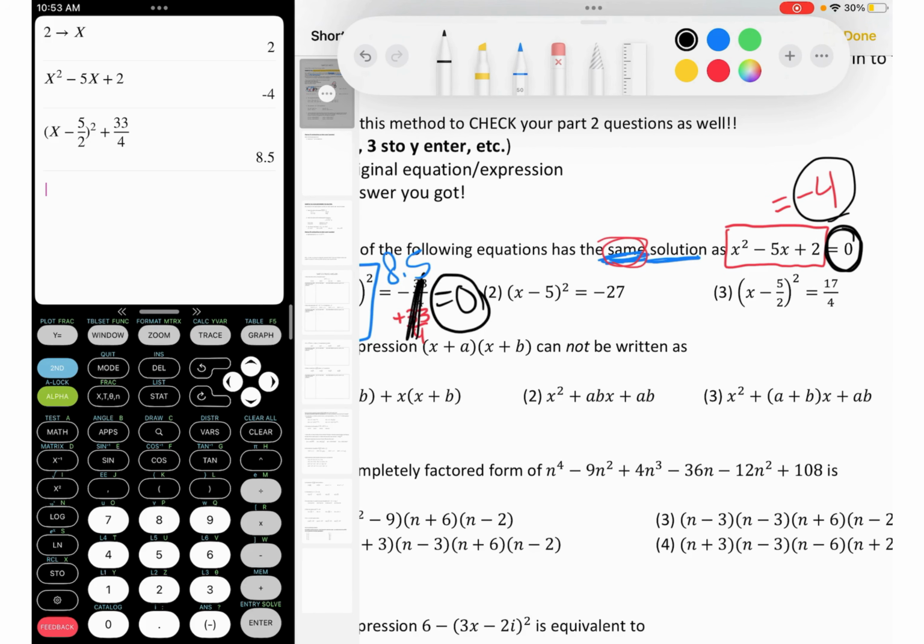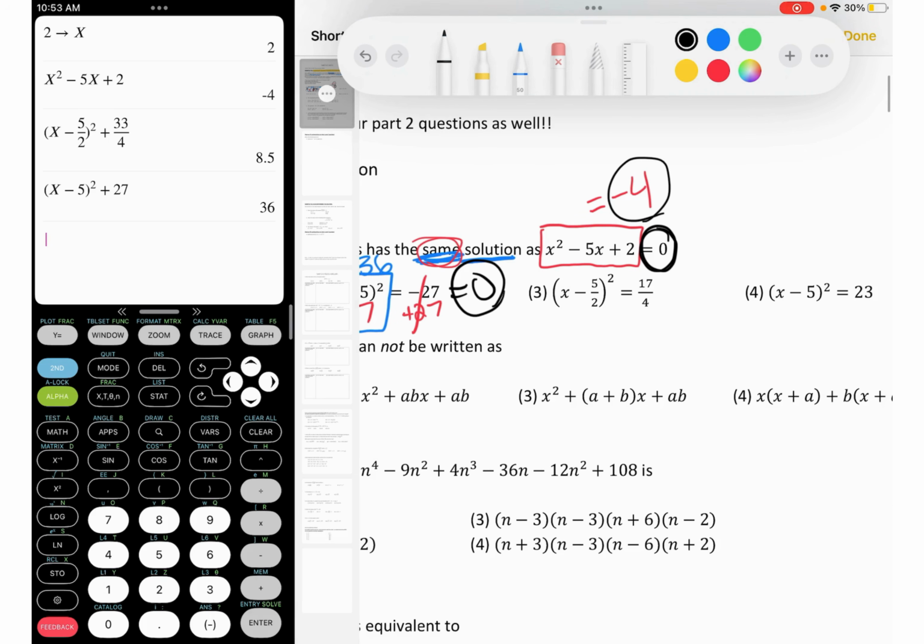Now, same idea for the next one. It's not in the correct setup as the original. I have to get this equal to 0, so I'm going to add the 27 over so that it is equal to 0. So now this is what I'm going to have to type into my calculator to see if it is equivalent. So it's x minus 5 squared plus 27, and I get 36. 36 is not equal to negative 4 either, so it is not choice 2.